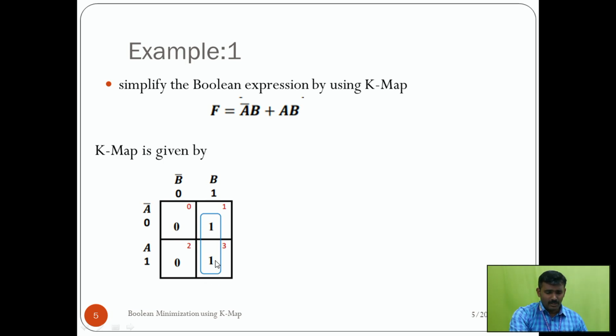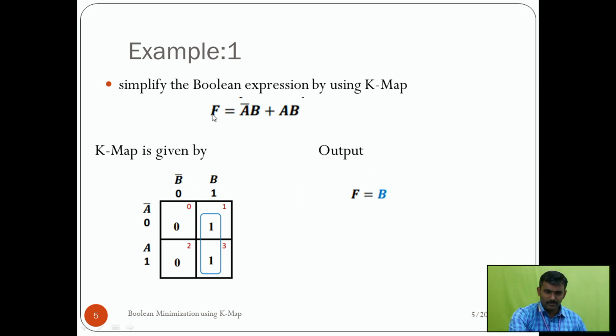Then how will the output function be written? See here, f equal to b. Why? Because here the first row as well as the second row are both grouped. Therefore this row belongs to a bar, this row belongs to a. Therefore a bar and a will get cancelled. Okay, only this column alone is mapped, right? Therefore this column belongs to the b variable. Therefore the output function f equal to b.